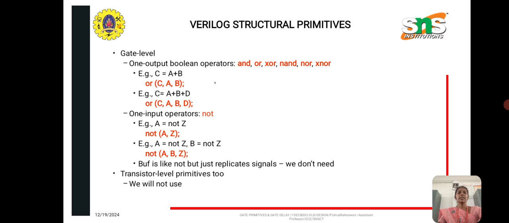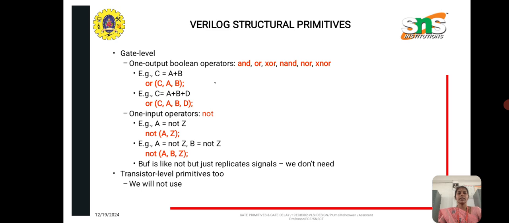Here the example is C is equal to A comma B. Here we have to declare the variables as C comma A comma B, meaning we declare three variables: C, A and B. The output is C, and A and B are both inputs. Another example is C is equal to A plus B plus D, or we can have C comma A comma B comma D.